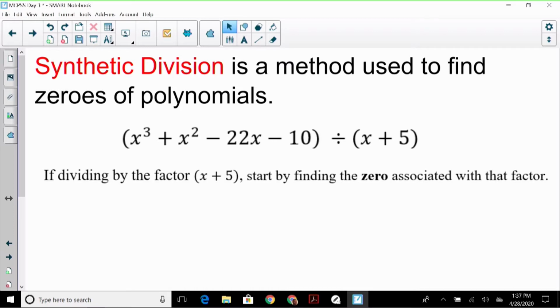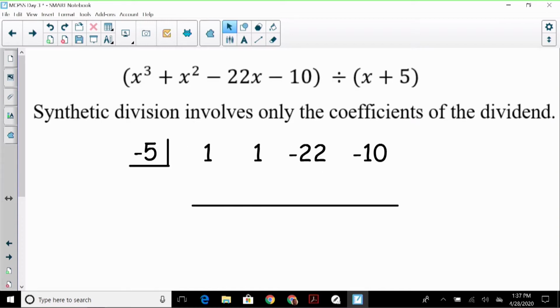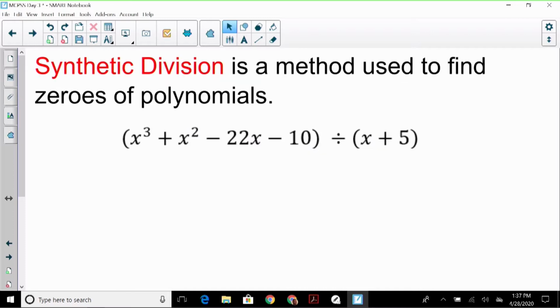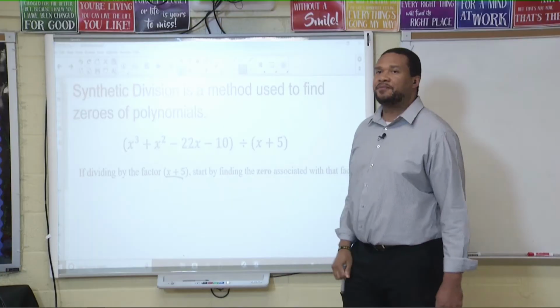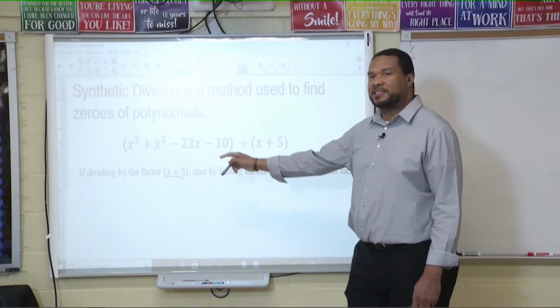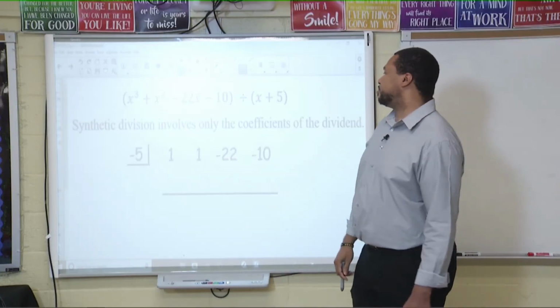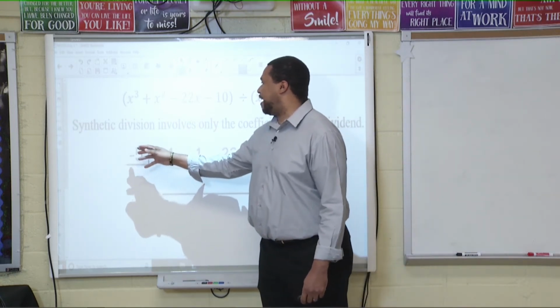If dividing by the factor x plus 5, you start by finding the 0 associated with this factor. That goes back to similar to what we just did. So negative 5 makes this 0. Negative 5 makes that 0. So we have our negative 5.